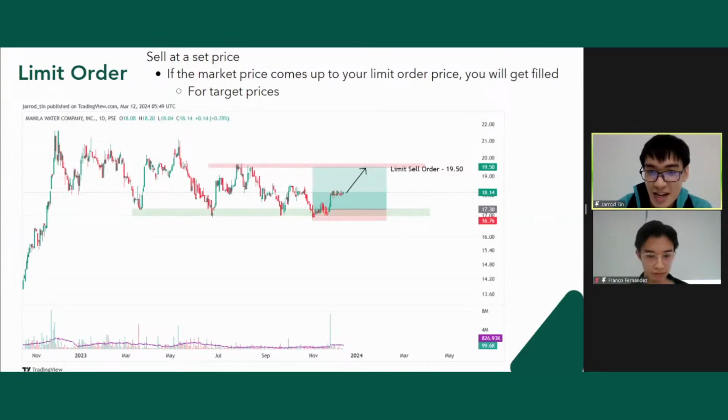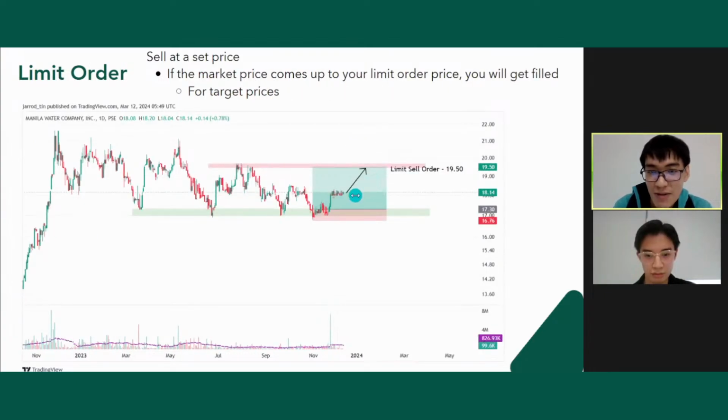So let's say nakabili ka na dito. So this is your buy and support. You want to sell naman. So what you do is you set your sell limit order at resistance. Diba? Yan yung target mo. So let's say you want to sell at 19.5. Benta mo at 19.5. You set your sell limit order at 19.5.